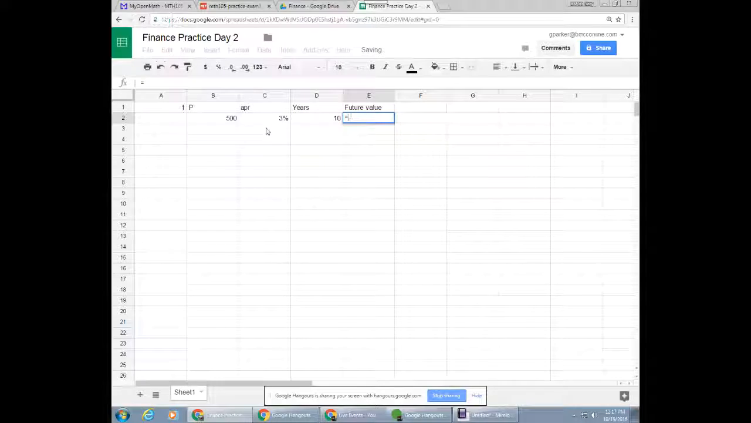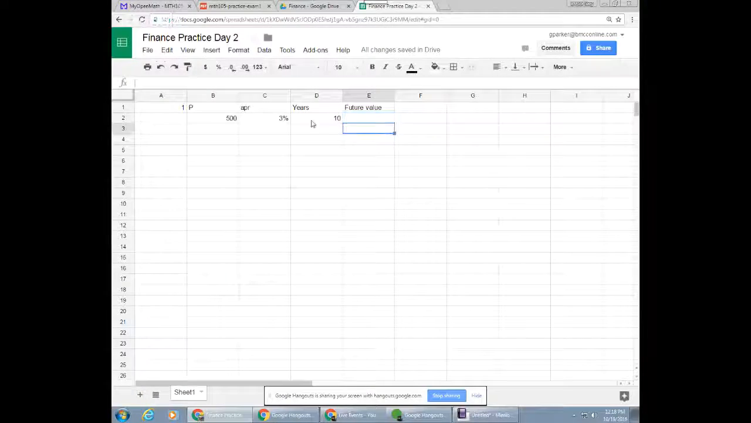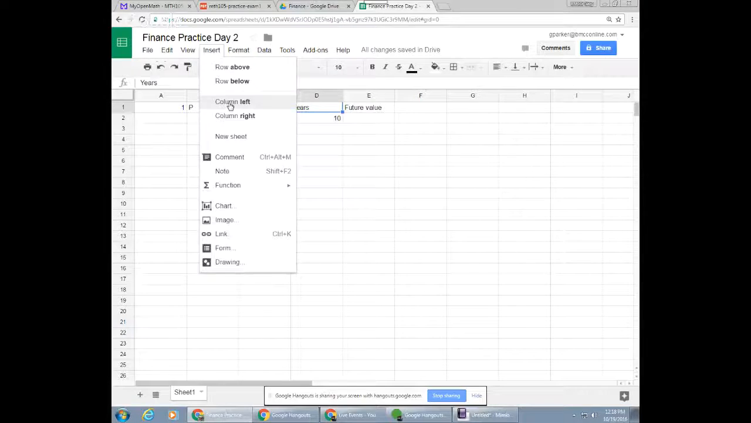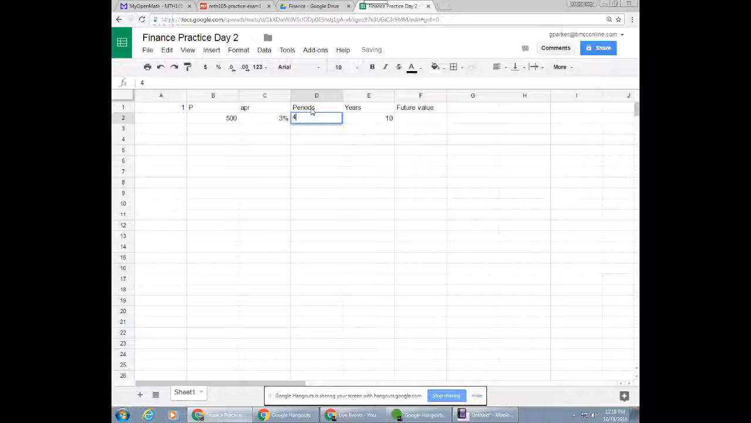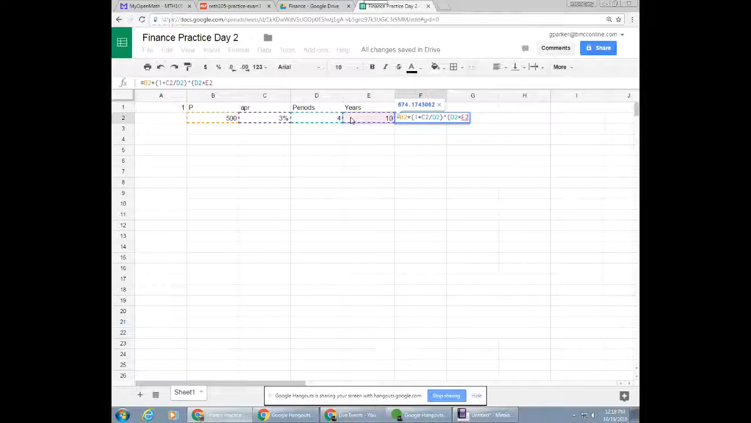And I think it's equal to the 500, so it's on the sheet, I just type it, times parentheses. Oh, I need the compounding periods. All right, I was forgetting something. Insert a column. 4 periods per year. All right, so one more time, 500 times parentheses 1 plus my APR over the compounding periods, raised to the power parentheses, periods times years, and hopefully you're all getting $670 something.